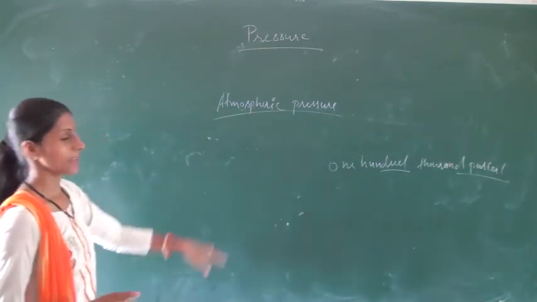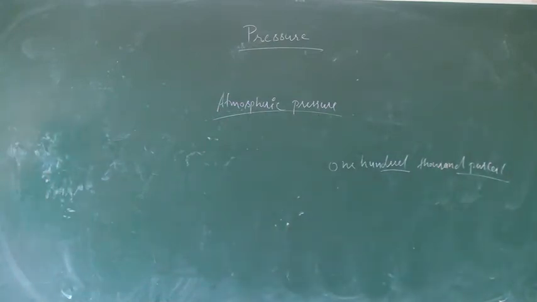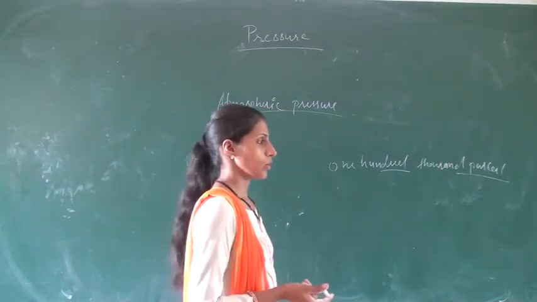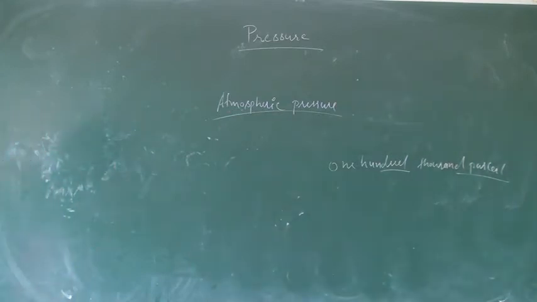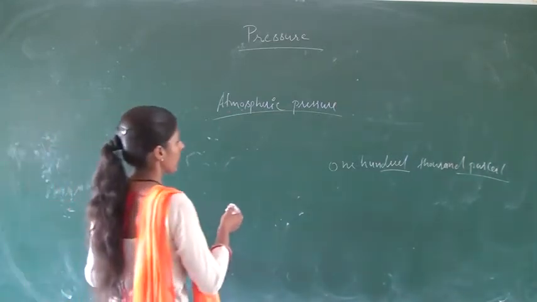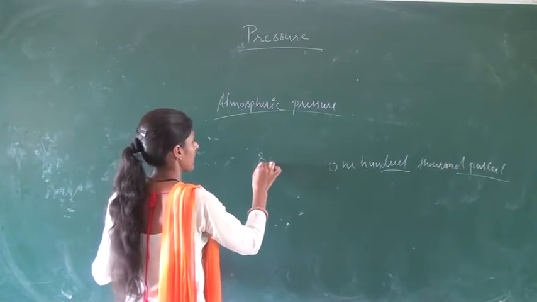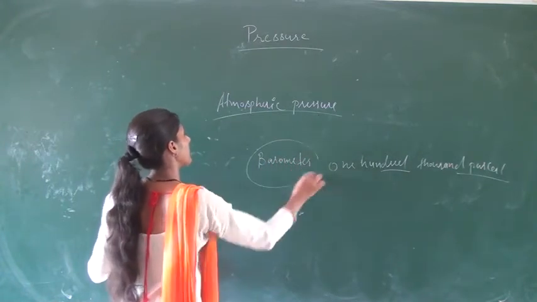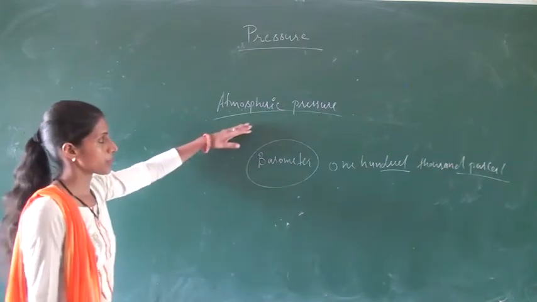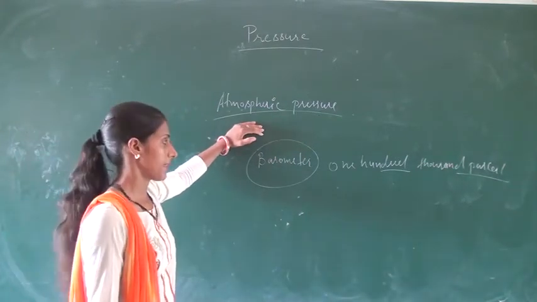Okay, so atmospheric pressure. Now, atmospheric pressure is measured. An instrument which is used to measure atmospheric pressure is the barometer. A barometer is an instrument which is used to measure atmospheric pressure.